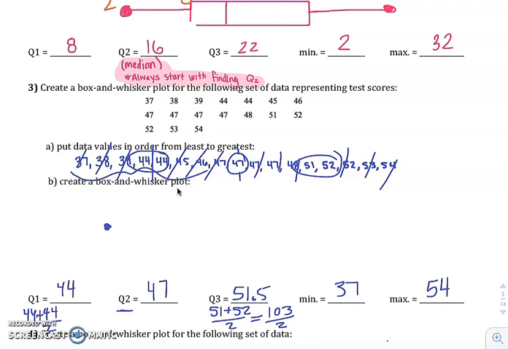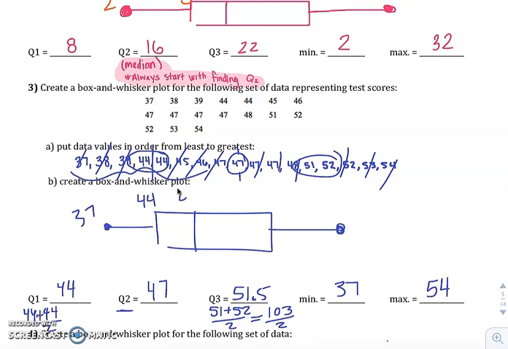So whiskers and box. So lowest value is 37. Q1 is 44. Q2 is 47. Q3 is 51 and a half. And your max value is 54. All right, we're going to do one more, just because there's an even number of data values. So we're going to look at what that looks like when we're trying to find our quartiles.